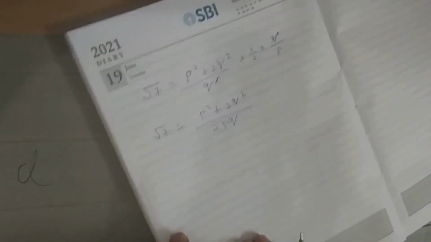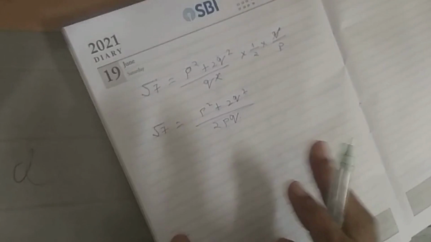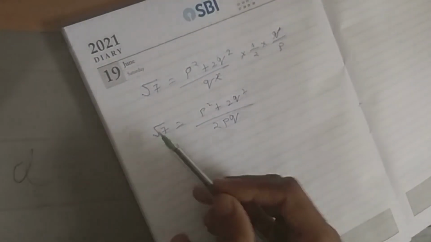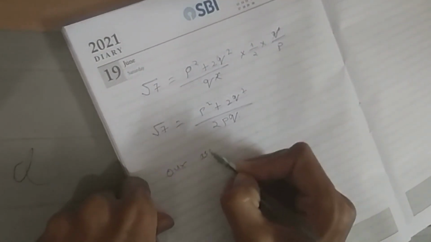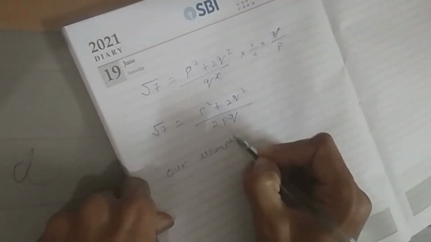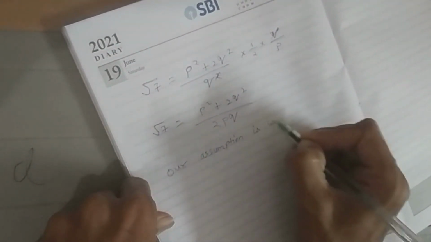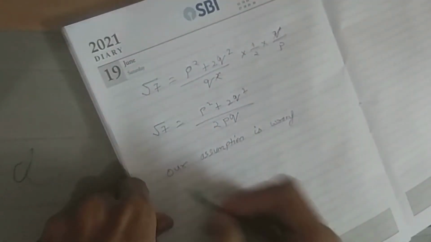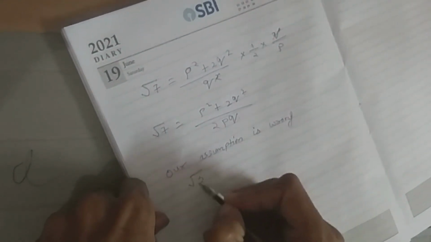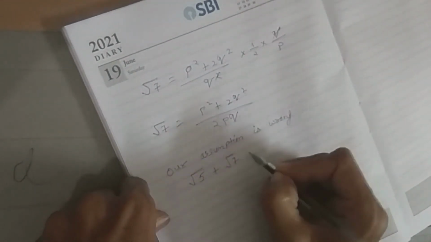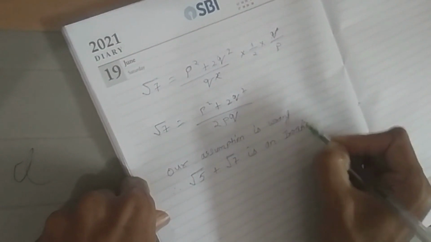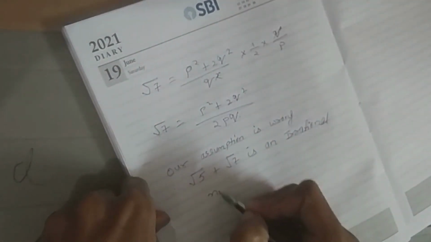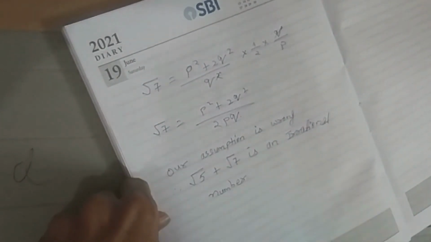That's it. We have to solve up to here only. Even though we tried to solve it as a rational number, we didn't get it. Still it is an irrational number. So our assumption is wrong. Therefore, root 5 plus root 7 is an irrational number. Okay, got the point?